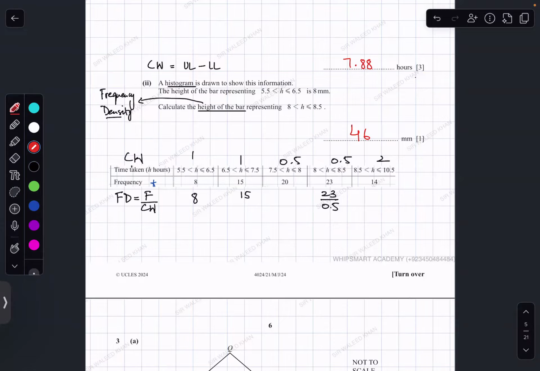7.9, it's fine, लेकिन they encourage 3 significant figures. If you can give the answer to 3 significant figures, that is very good. Okay.